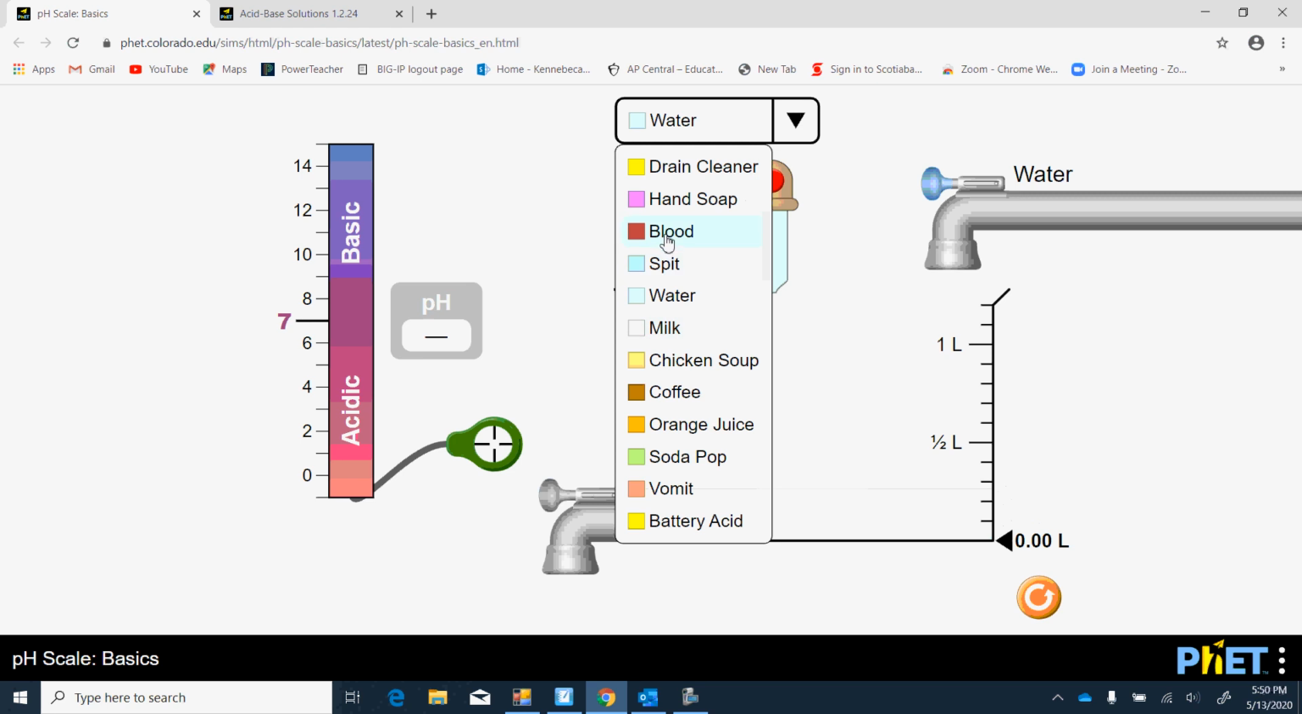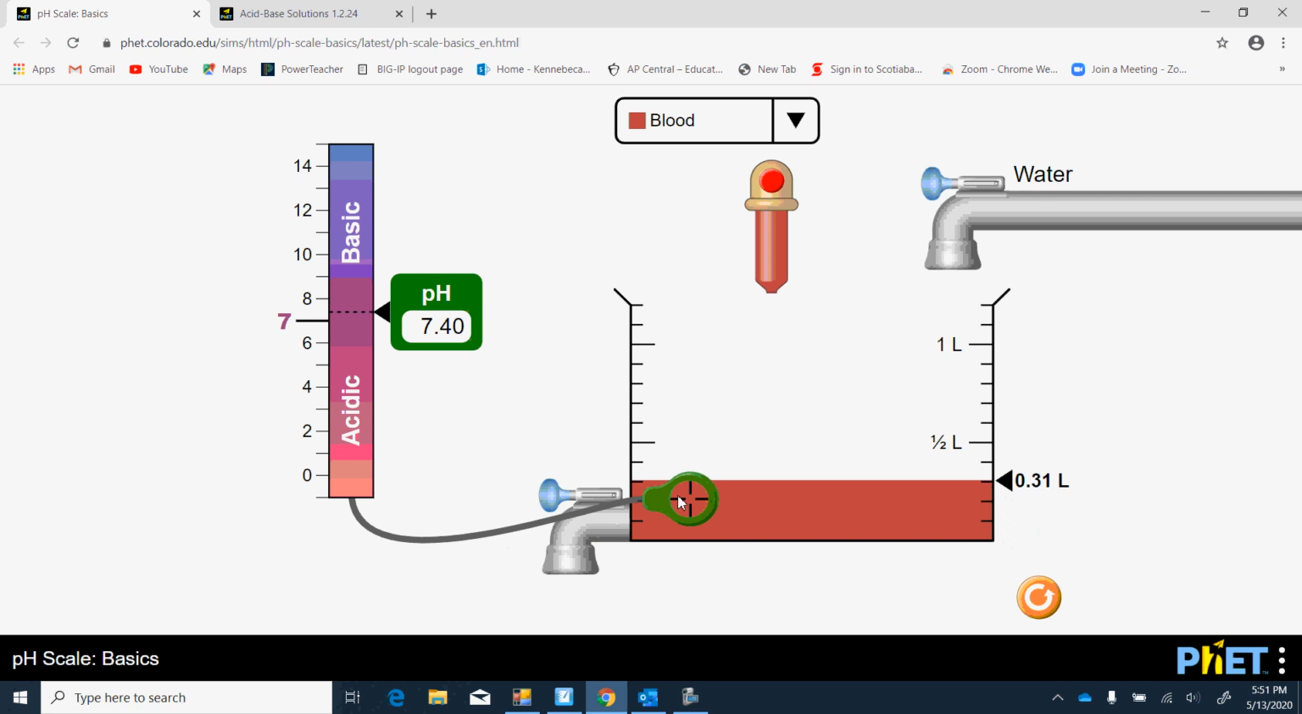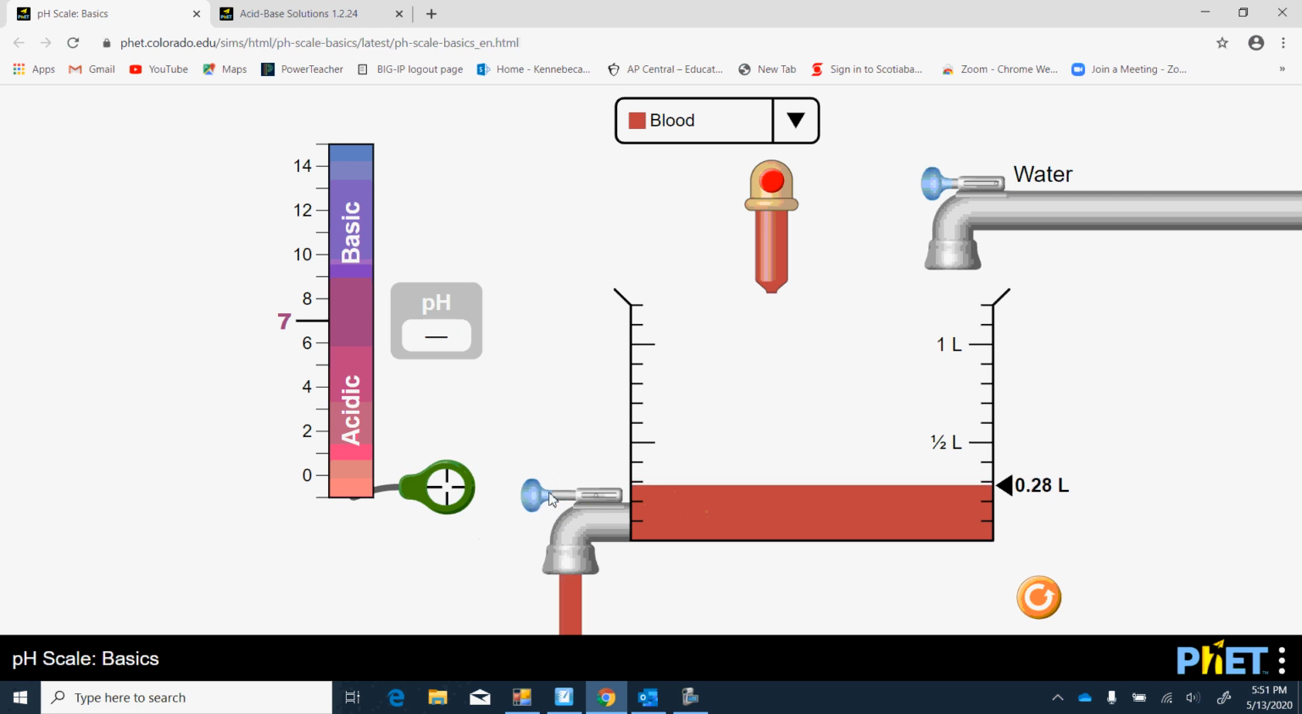So if we want to take some blood and we want to fill up our beaker with blood, we can put in that pH monitor and we can see just a little over 7.4 for blood. And we can empty that out. That must be a faster way. I guess not. And so we can take different things and look at it.